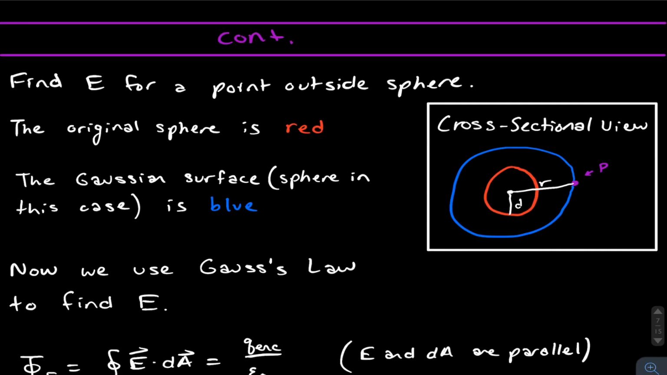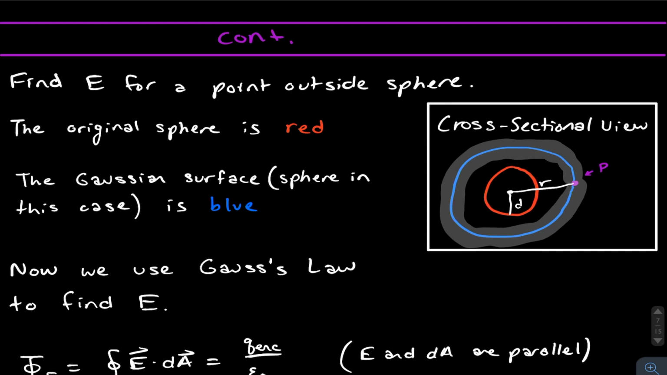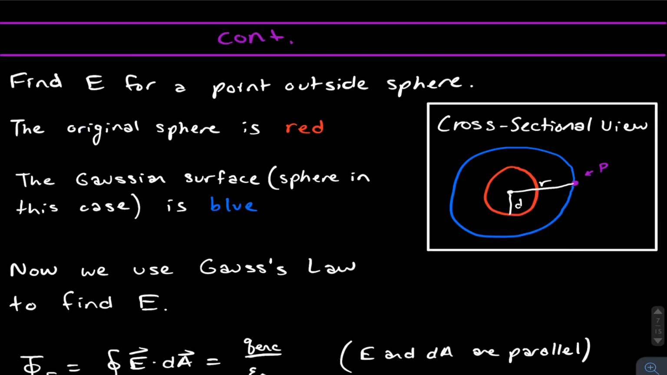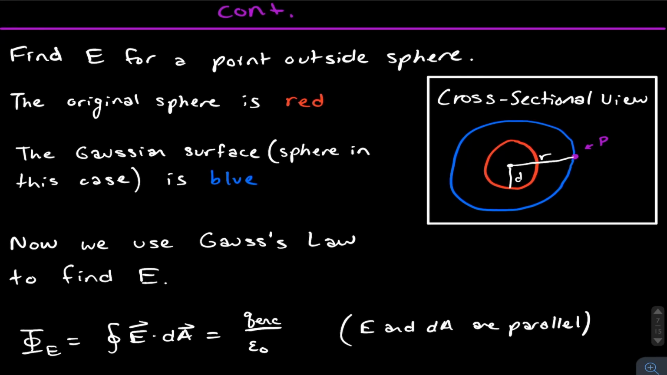So why are we making a sphere? What's the whole idea of this Gaussian surface? Well, the reason is that the electric field is going to be the same at any point that radius away from the center of that original sphere. If you go anywhere around this entire circle, the electric field is going to be the exact same. The electric field is emitted equally in all directions. That's why we're creating a sphere here, because we have symmetry. That's the whole idea of Gauss's law. Now we're going to use Gauss's law to find the electric field.